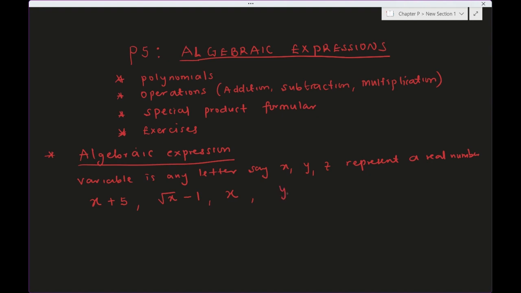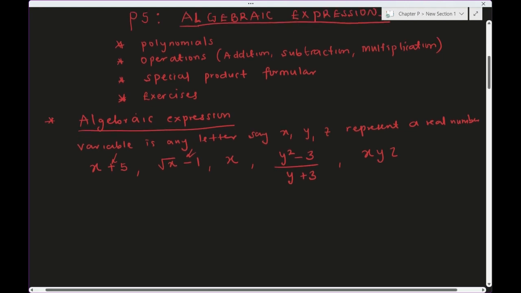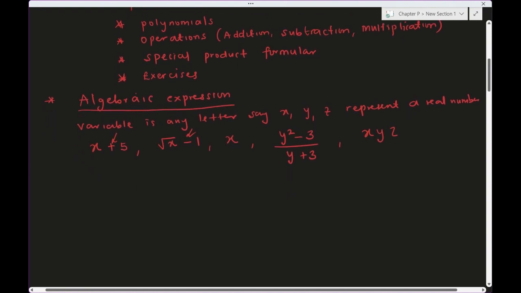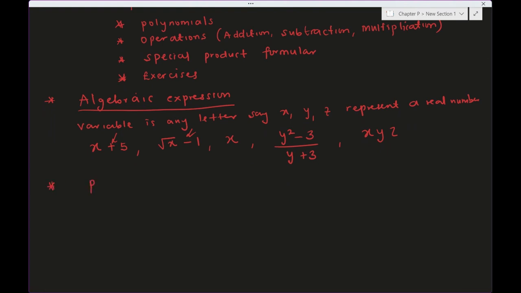We can have maybe y square minus 3 over y plus 3. So all of these are algebraic expressions, and we can form many more. So you can see here we have an operation, we have addition, we have subtraction, and here we have division. You can even multiply, let's say, x times y times z. This is also an algebraic expression. But today our focus is more on a particular type of algebraic expression, which we call polynomials.